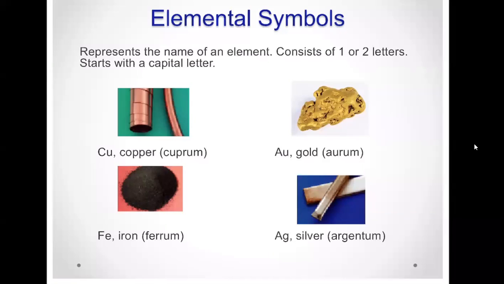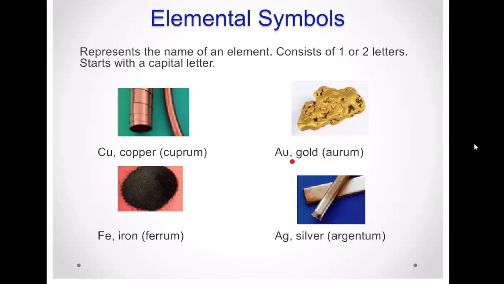For example, here's copper. You see that the first letter is uppercase, the second letter is lowercase. Gold, Au, uppercase, lowercase. This slide also points out that some elements have symbols that don't really match the name that we know. Like copper, you might think, why don't we use Co? Well, that would be cobalt. Copper is known as cuprum, the Latin word for it, and so it is Cu for cuprum.